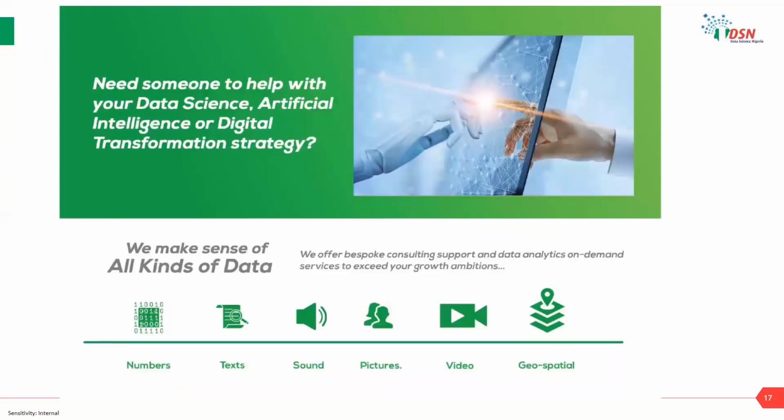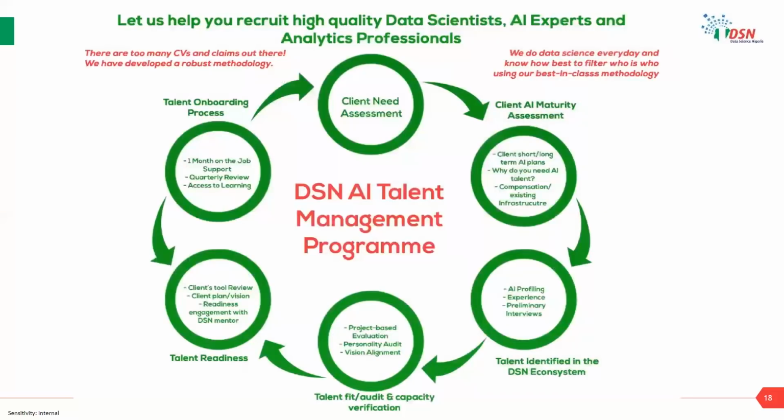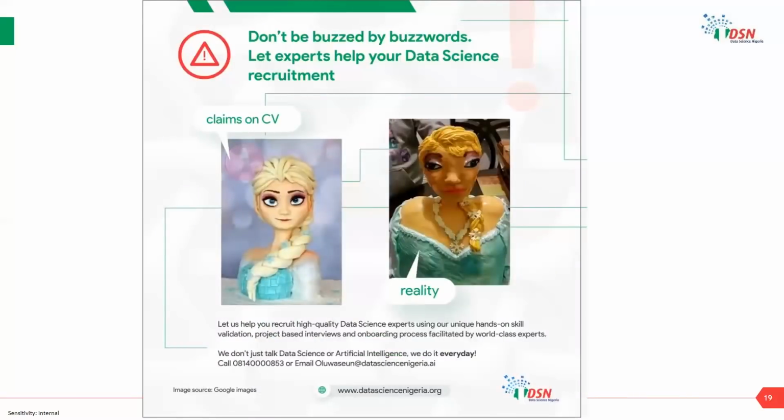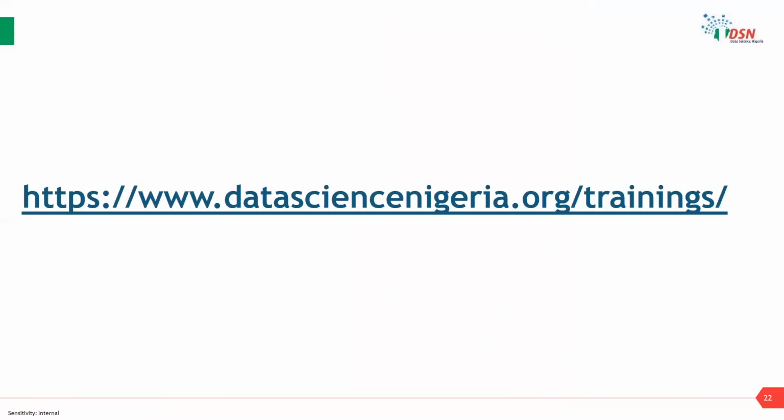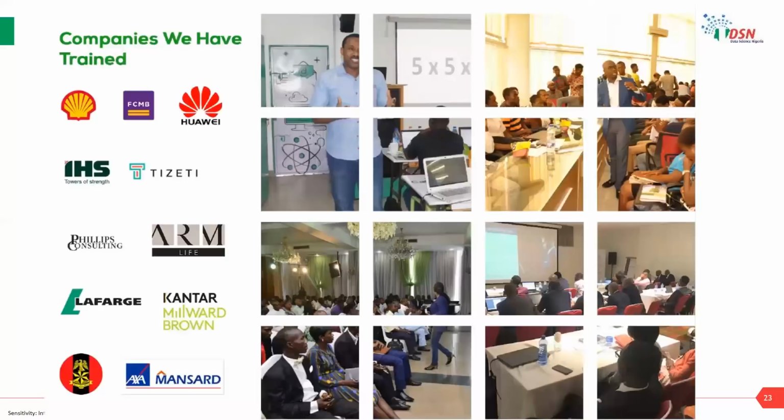Like we say, we help businesses make sense of all kinds of data: numbers, text, sound, pictures, video, geospatial. Data Science Nigeria is an organization to engage. Of course, we also help organizations recruit talent so that you get solid AI and data scientists. And then our trainings are there at datasciencenigeria.org/trainings. Companies that we have trained, you can see a lot of them. We are leading in this area.